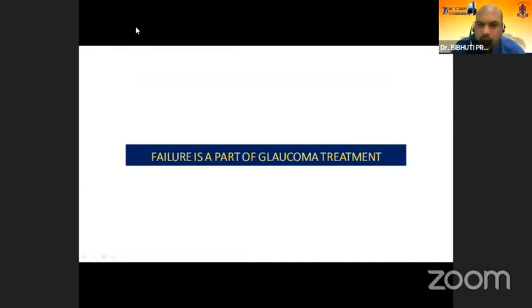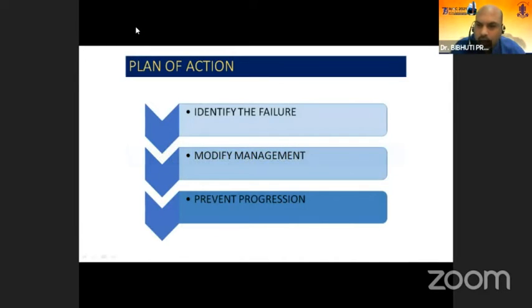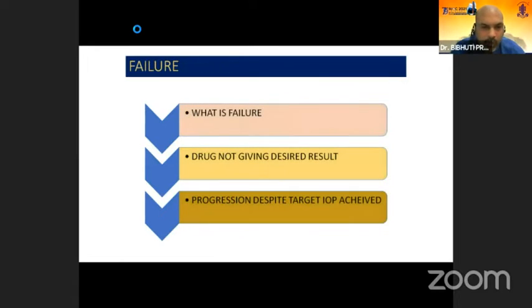Failure is a part of glaucoma treatment. One needs to be very used to failures. Once a failure occurs, what do we have to do? We have to identify the failure. Then, if the failure is pinpointed, we have to modify the management protocol. The final aim of the plan of action is to prevent progression.